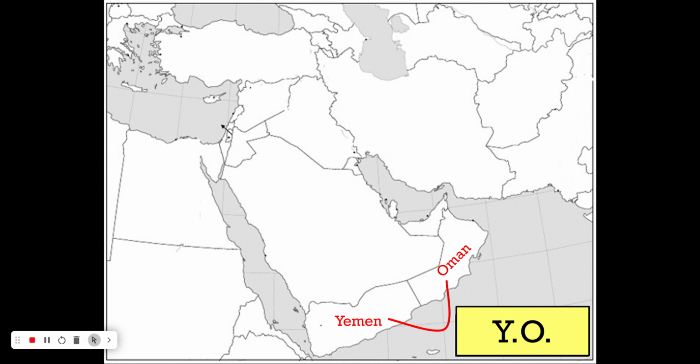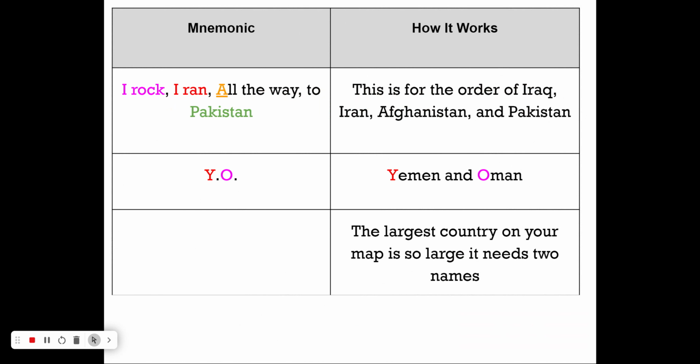Map mnemonic number 3 is the memory rhyme or the memory jingle. The largest country on your map is so large it needs two names. And when you go to take your map quiz, the only country that has two parts to its name is Saudi Arabia. So your mnemonic is Saudi Arabia is so large it needs two names.